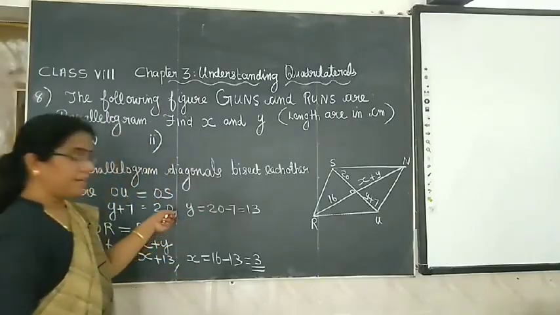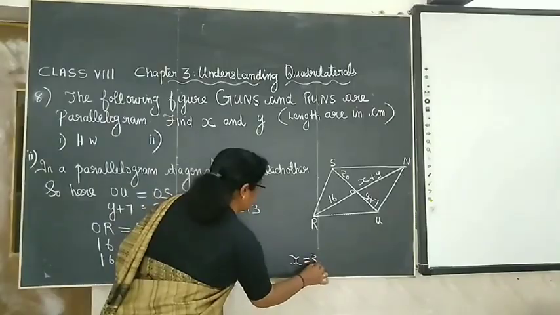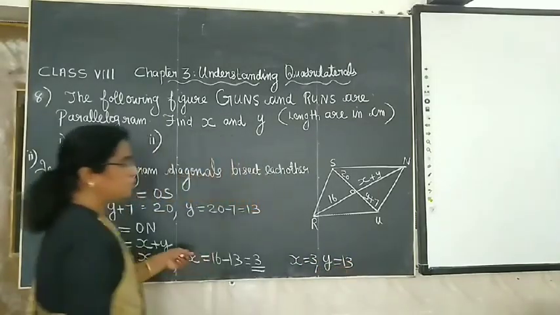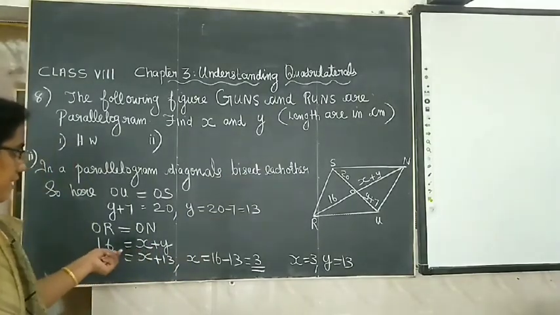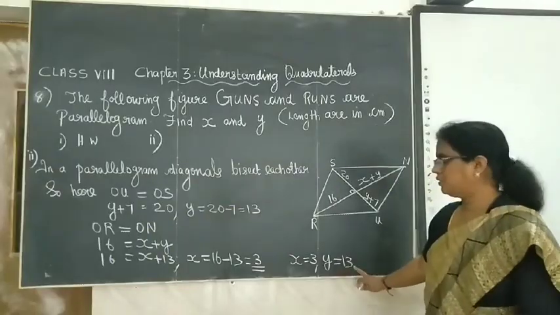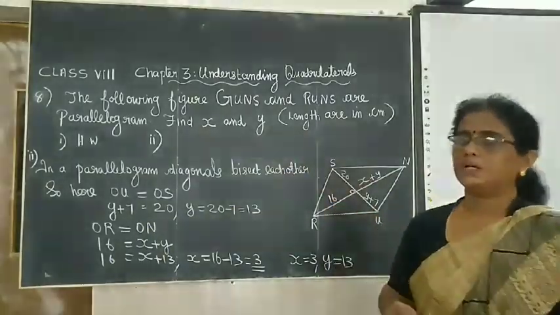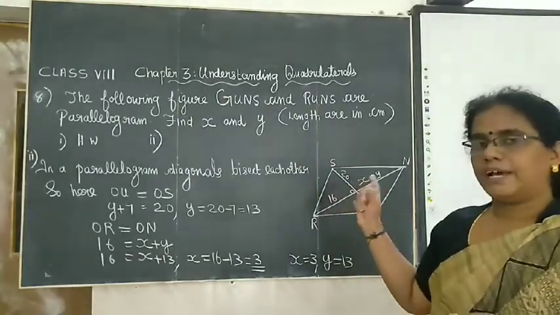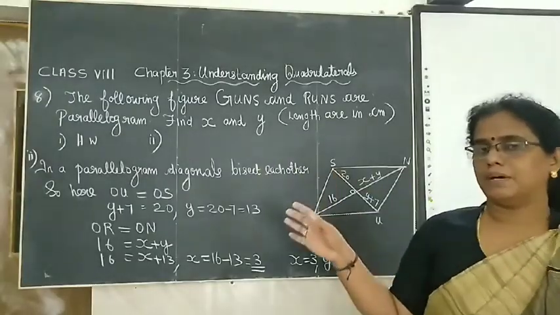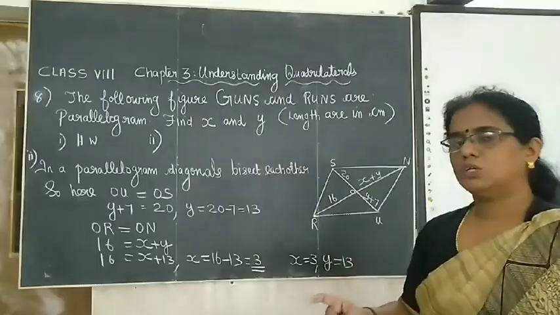So we got the values of x and y. X equal to 3 and y equal to 13. These are the two values. And the first one you do as homework. Simply you can find the answer using the same property. That is, in a parallelogram, diagonals bisect each other. Bisect each other means divide into two equal parts.